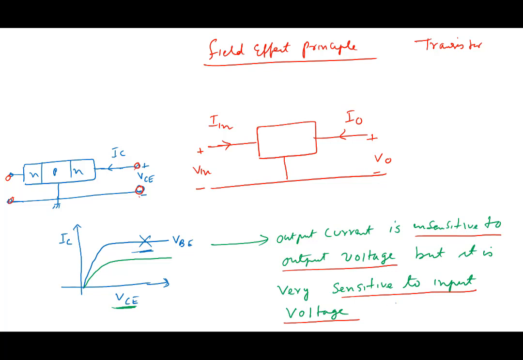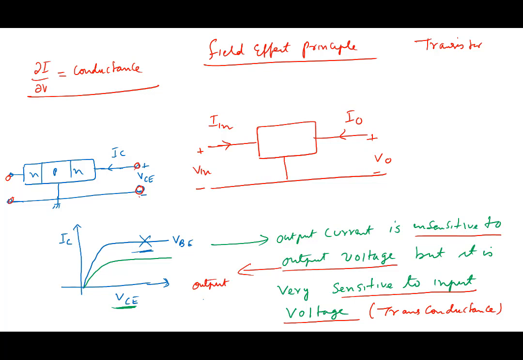We define this quantity, sensitivity of current. Remember, sensitivity of current to voltage is what? Del I by del V. What will I call this? Conductance, right? We will call this conductance. So, sensitivity of output current to input voltage, what will I call it? Transconductance. We should call it transconductance. And sensitivity to output voltage, we should call it output conductance. They're all conductances, but we call this output conductance and we call this transconductance.